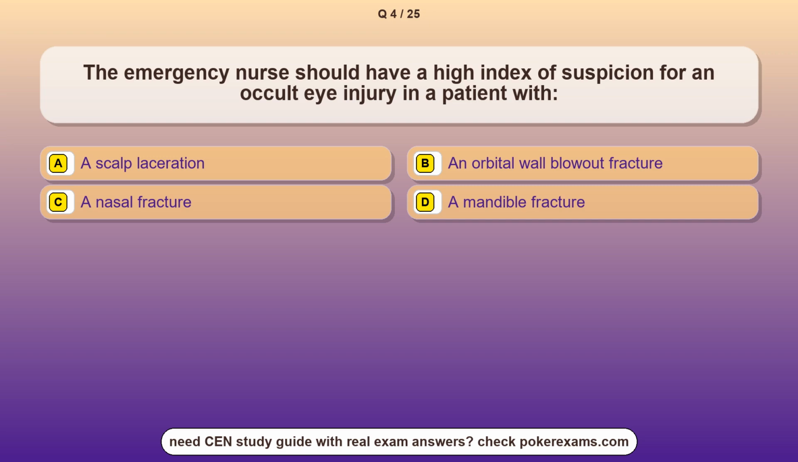Question 4. The emergency nurse should have a high index of suspicion for an occult eye injury in a patient with option A. A scalp laceration. Option B. An orbital wall blowout fracture. Option C. A nasal fracture. Option D. A mandible fracture.